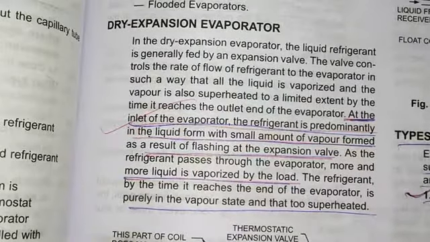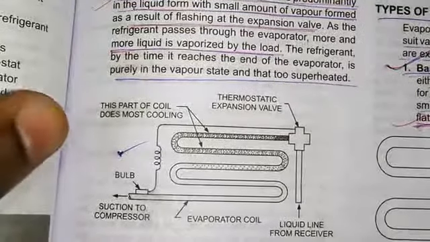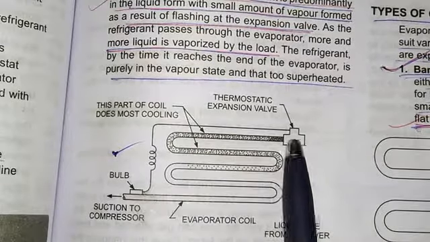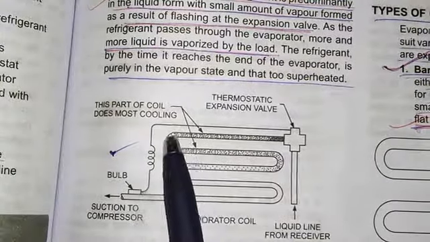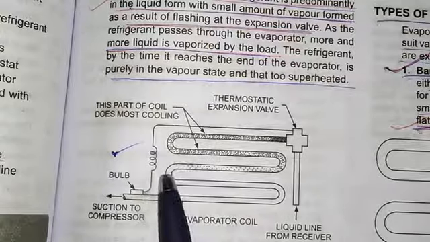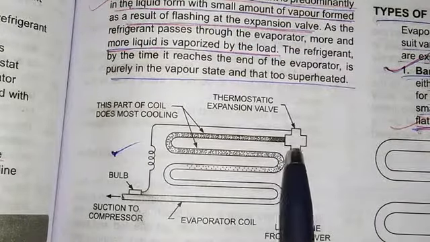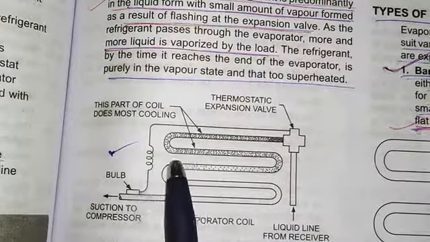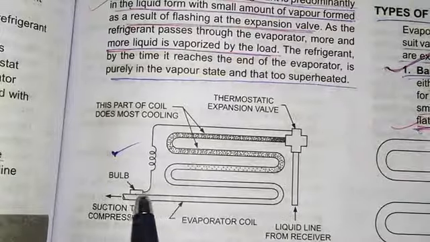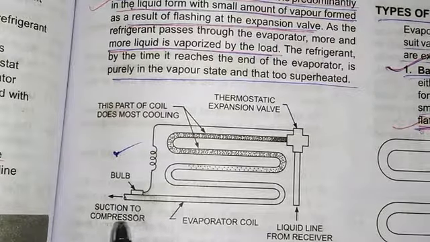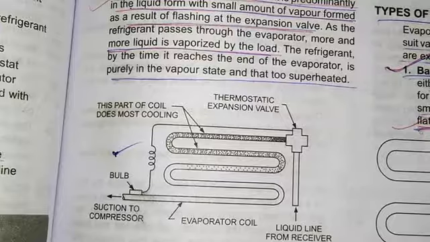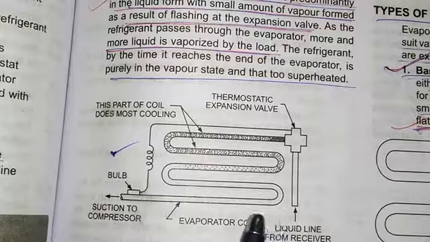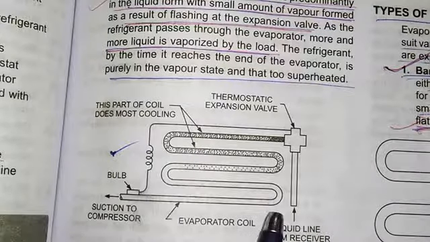Okay, in the dry expansion evaporator, you see that this is the refrigerant which is coming from the condenser, and it is initially in the form of liquid, and when it passes through these tubes, it becomes vapor, because it is gaining heat from the food items. So it takes heat, vaporizes and goes to the compressor by the suction action of the compressor. So in this type of evaporator, the refrigerant is partially in the form of liquid and partially in the form of vapor.